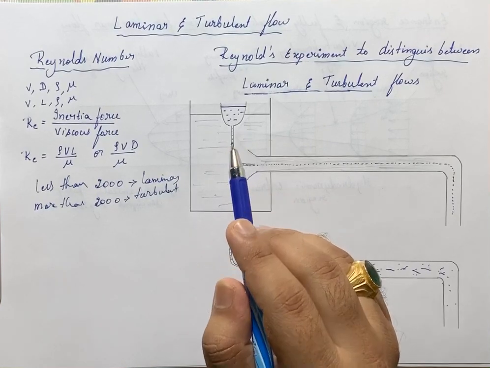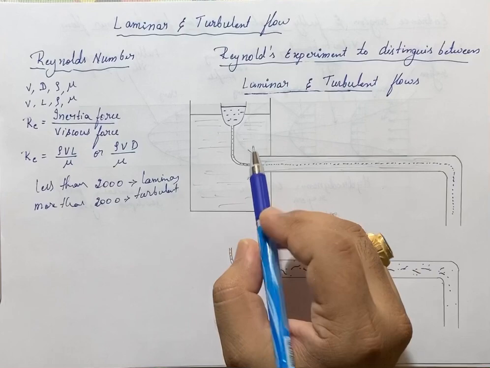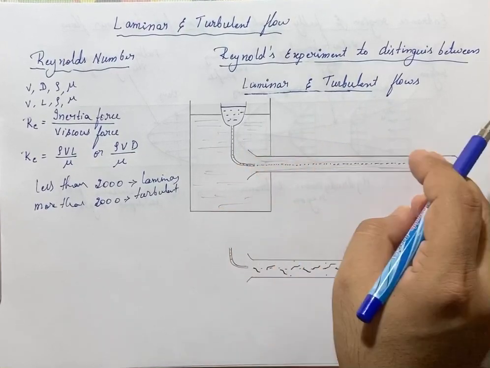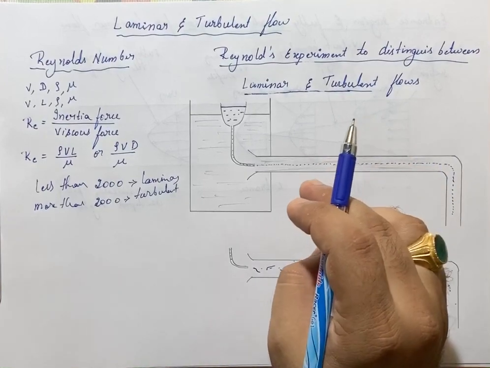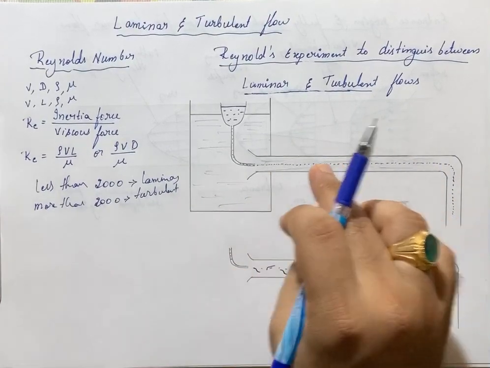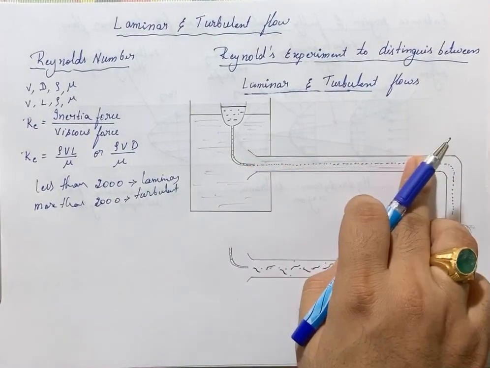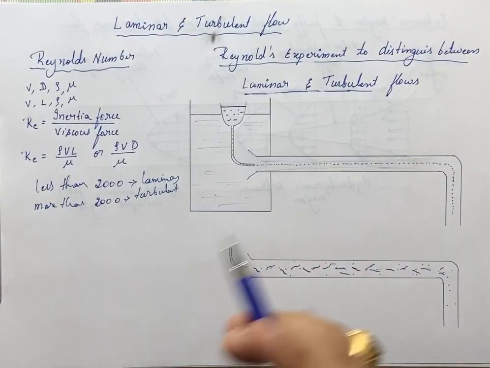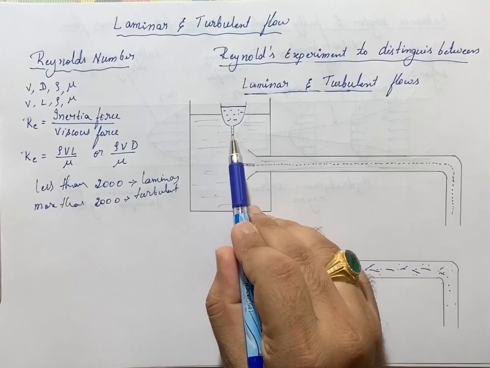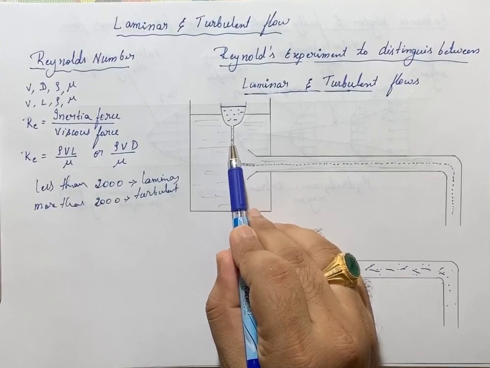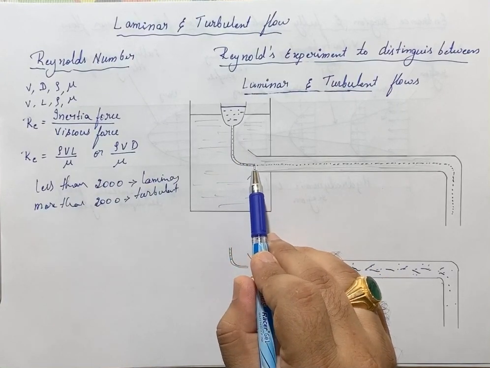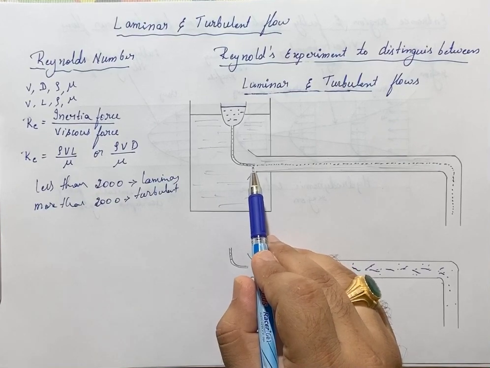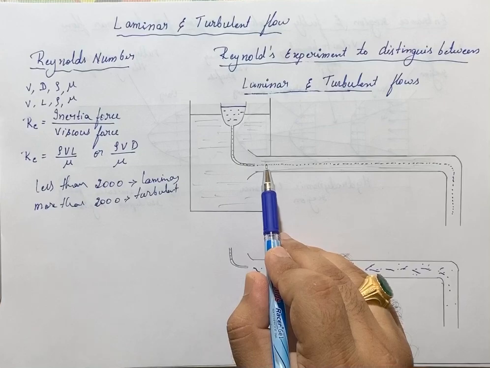Now, he has taken a long glass pipe here, and it is open to the atmosphere. After this, he has taken a small diameter pipe, and the dye ink is left in the center of the pipe here.